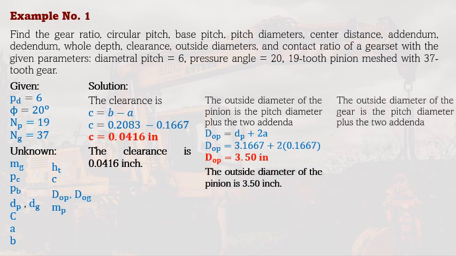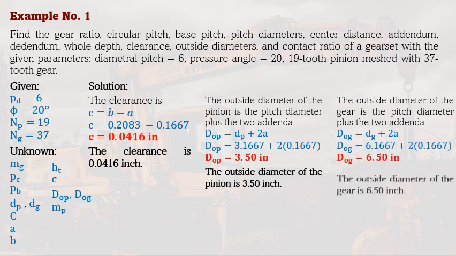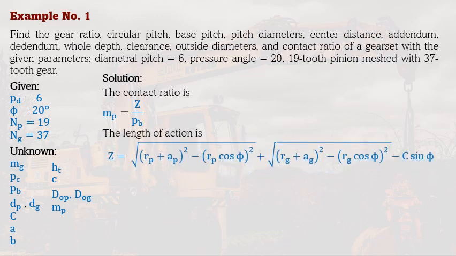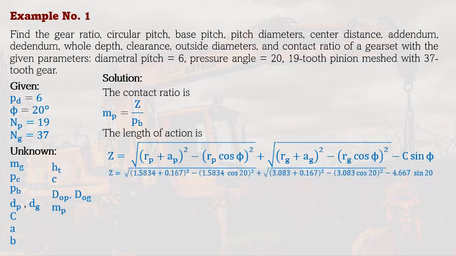The same also for the outside diameter of the gear. It is just the pitch diameter plus the two addenda. So our outside diameter of the gear is 6.5 inch. Then we can now have the contact ratio, which is defined as Z over PB, or the base pitch. So the length of action Z is computed using this formula. So just substitute the value that we already computed. So the length of action is 0.7989.